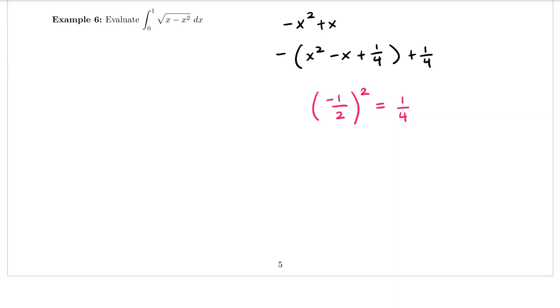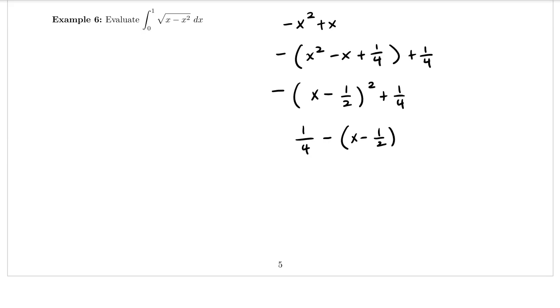And so now I can factor the thing inside the parentheses. So this is going to factor into x minus 1/2 quantity squared plus 1/4. And then just so that this matches my table of trig substitutions, I'm going to rearrange this. So this becomes 1/4 minus x minus 1/2 squared. If you look at our trig sub table, this is of the form a squared minus x squared, or a squared minus some variable squared. Now our variable just happens to be x minus 1/2.